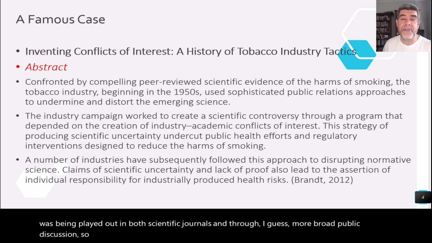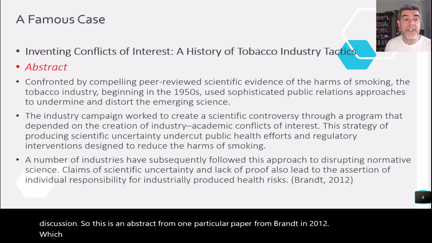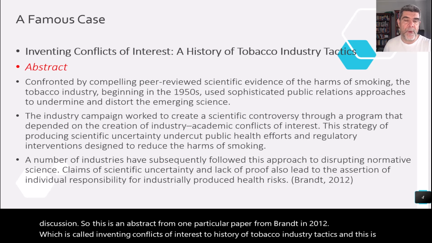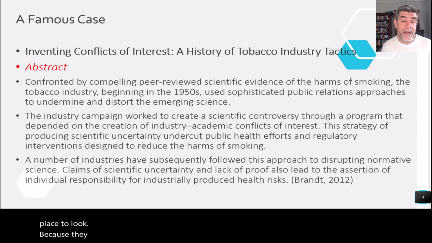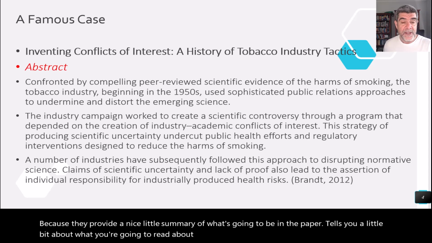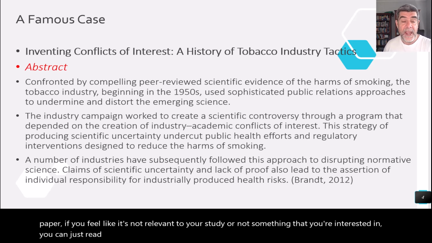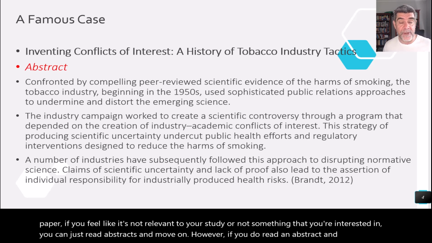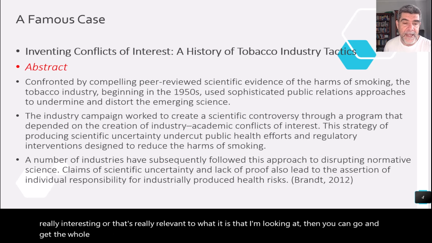So this is an abstract from one particular paper from Brandt in 2012, which is called Inventing Conflicts of Interest, A History of Tobacco Industry Tactics. And this is just the abstract. Remember, when we're talking about abstracts, they are always a good place to look because they provide a nice little summary of what's going to be in the paper. It tells you a little bit about what you're going to read about. And it also means that rather than reading the entire paper, if you feel like it's not relevant to your study or not something that you're interested in, you can just read abstracts and move on. However, if you do read an abstract and think that's really interesting or that's really relevant to what it is that I'm looking at, then you can go and get the whole paper and read it in a bit more detail.